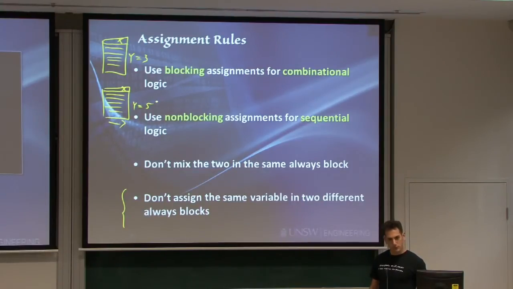Let's say you had the same always block, and then you had B non-blocking A, and then B non-blocking C. Meaning you're trying to assign the same variable with two different non-blocking ones? B equals A, and then you have B equals C. The later one will prevail.